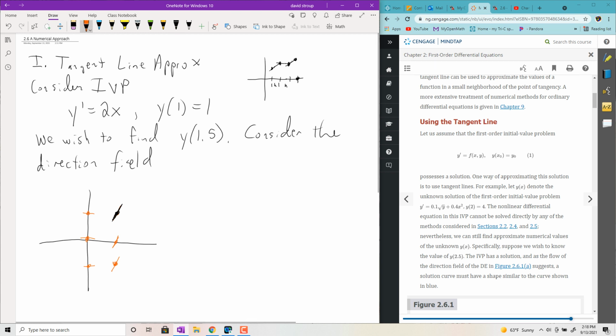The solution curve will probably be a little bit more smooth, right? Maybe something like that. The farther you go in your x direction, probably the worse your approximation will be. But anyways, let's carry on. At this point 1, 1, we can approximate the solution curve with a tangent line.